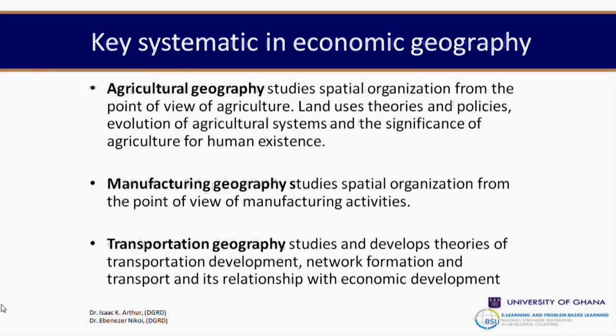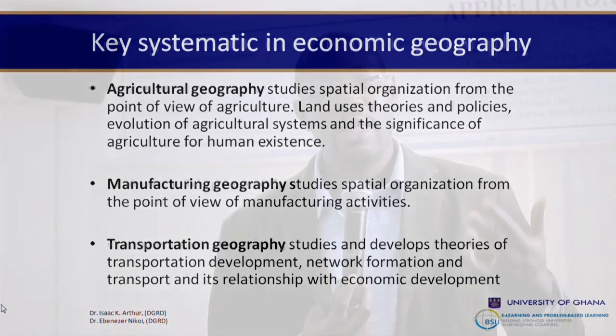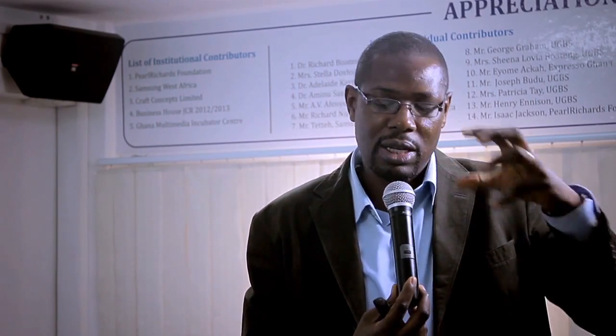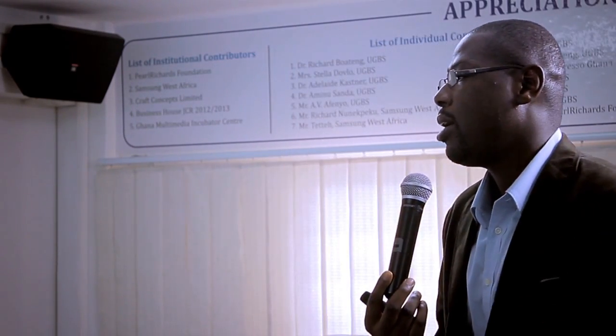When it comes to manufacturing geography, the study of spatial organization comes from the view of manufacturing activities. So here there are so many things. We'll look at the factors, for example, that would influence the location of certain manufacturing industries, how these things are located, or are widespread in a certain area. So you try to understand, why is it so? What factors influence the concentration of so many industries within a certain area, and why is that less in another area? So all these things become relevant.